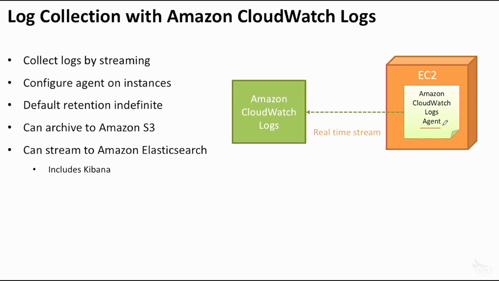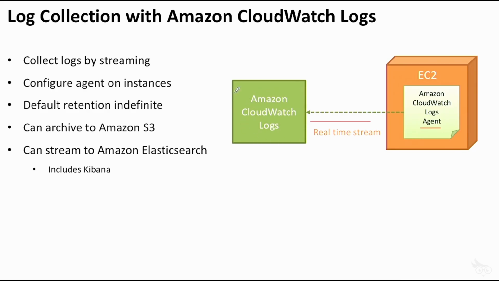It could be Apache or Nginx log files. It could be our application. Whatever application is writing log files, the Amazon CloudWatch Logs agent will essentially follow that log file. Whatever goes into it will be captured and streamed in real time to the Amazon CloudWatch Logs service.